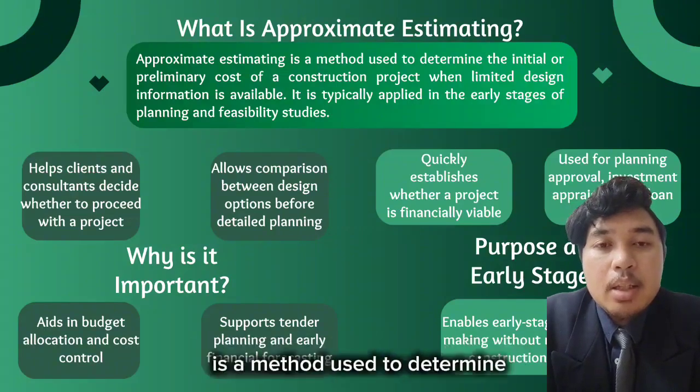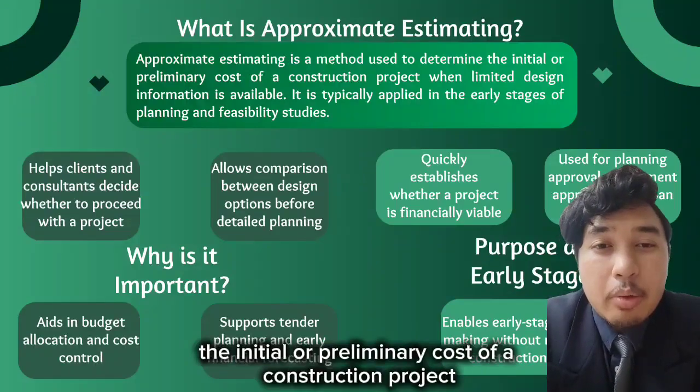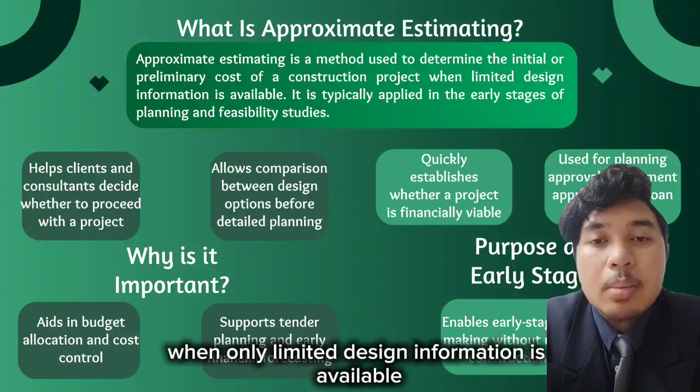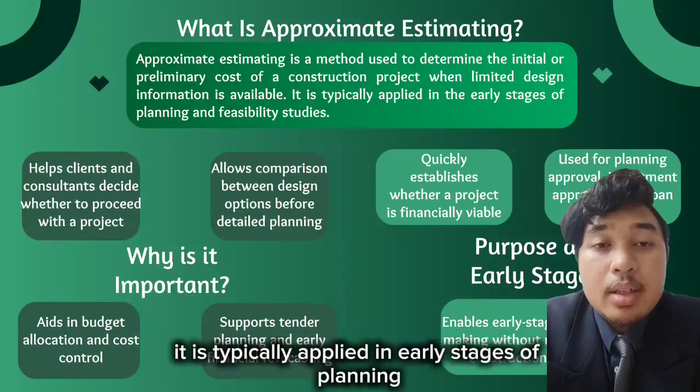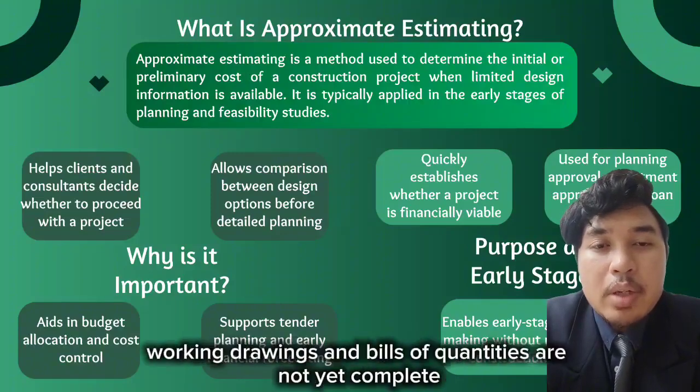Now, for the introduction. Approximate estimating is a method used to determine the initial or preliminary cost of a construction project when only limited design information is available. It is typically applied in early stages of planning and feasibility studies, where the full specification, working drawings, and bills of quantities are not yet complete.